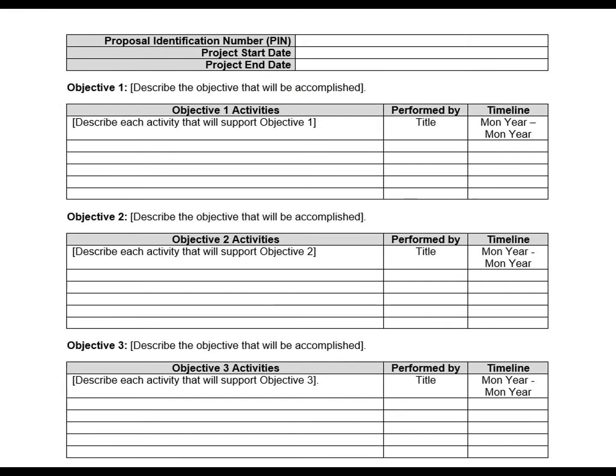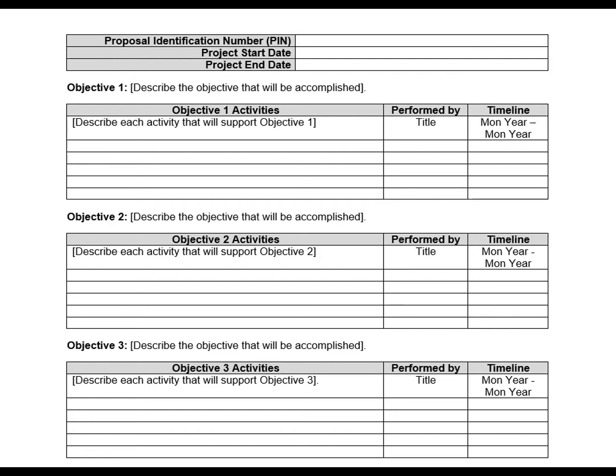This is an example of what the project objectives and work plan template looks like. At the top, you will notice areas to enter the proposal identification number, or PIN, as well as the project start date and project end date. The template provides the option of listing 6 objectives. However, additional objectives may be added as necessary by copying and pasting additional fields. Alternatively, unused tables may be deleted.